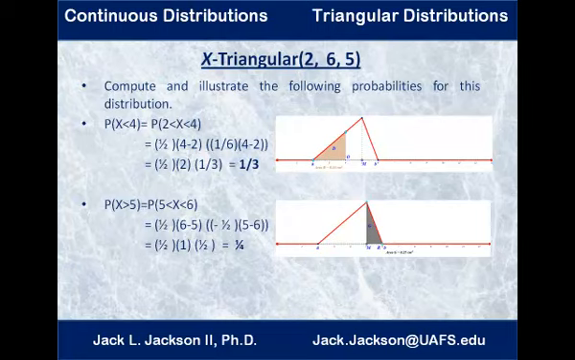Okay, multiply those together, and you get 1/2 times 1 times 1/2 is 1/4. And so that area is 1/4, or 0.25, for that area, which is the probability we're looking for.